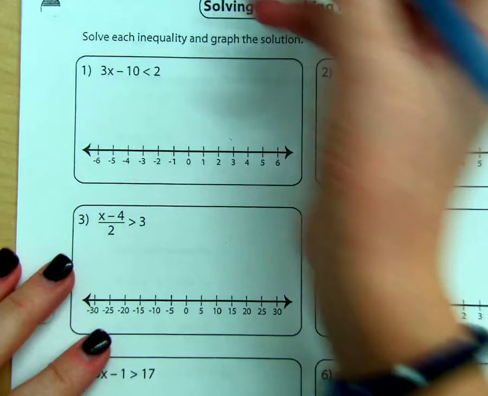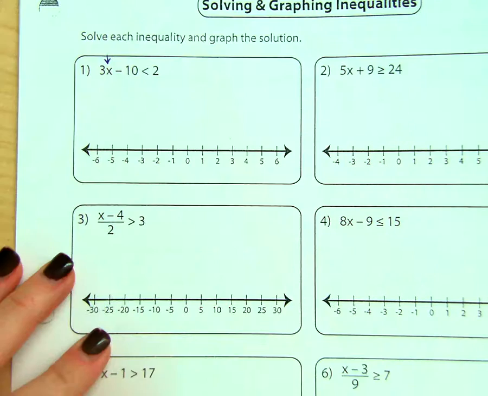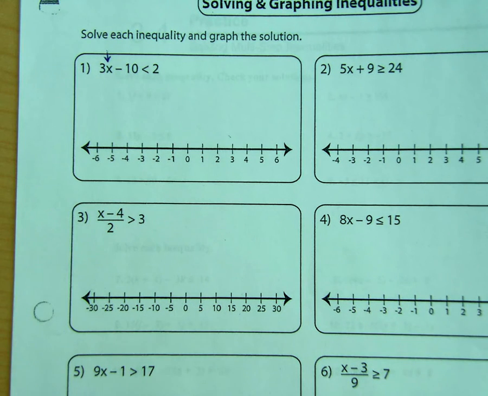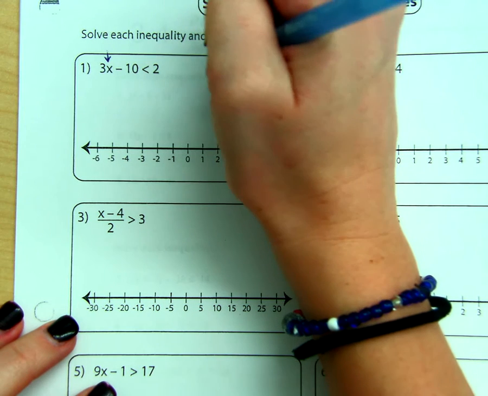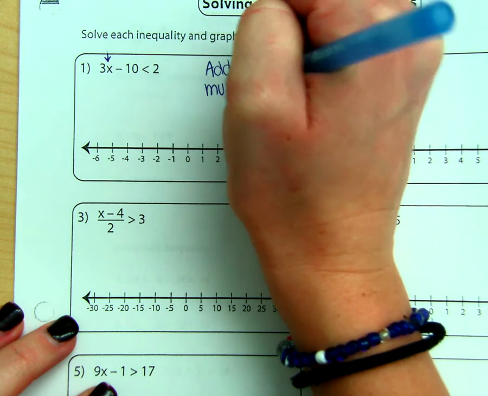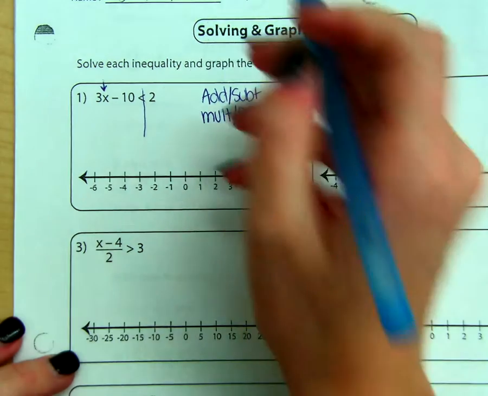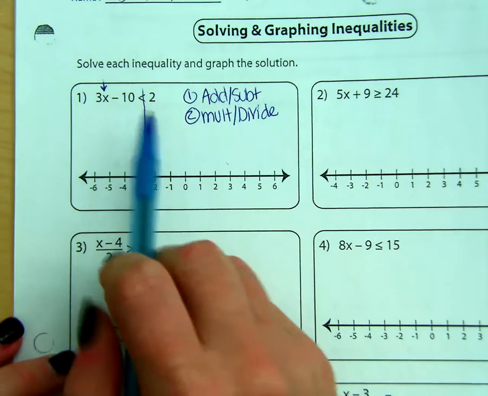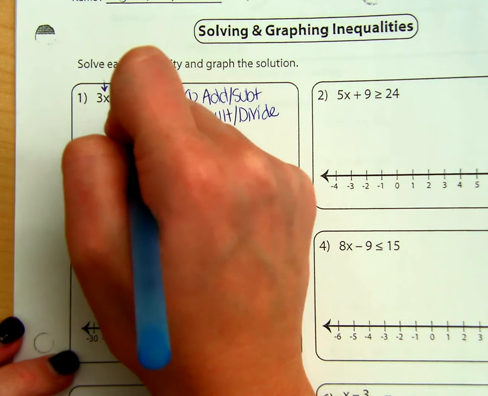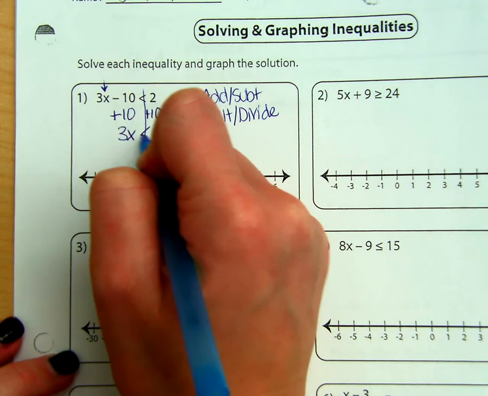Now, remember, the goal is to get the variable alone. In order to do this, you need to move everything else away from the variable first. You need to either add or subtract, and then you can multiply or divide. So for this problem, we need to first add or subtract. We have a subtract 10 to both sides, so we need to add 10 to both sides. You will be left with 3x is less than 12.